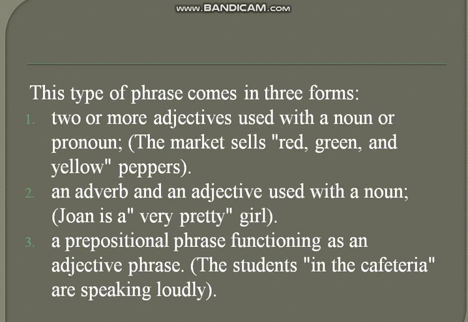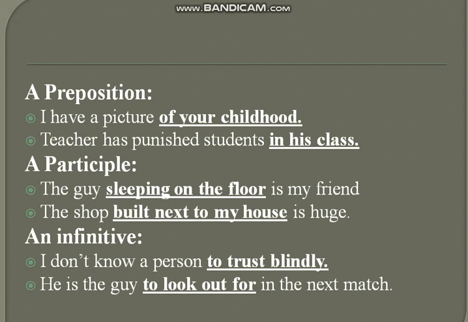So an adjective phrase may consist of two or more adjectives in it. It may consist of an adverb and an adjective, or it may consist of a prepositional phrase in it. And another identification of it can be that, as we have already discussed, it may consist of a preposition or a prepositional phrase in it. I have a picture of your childhood. Here of your childhood is again a prepositional phrase, but here it is modifying the noun picture here.